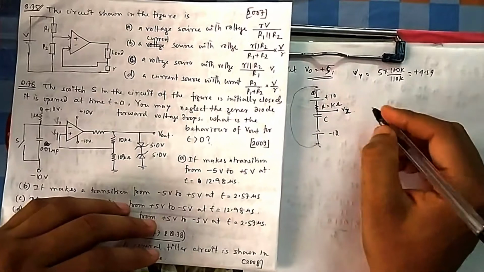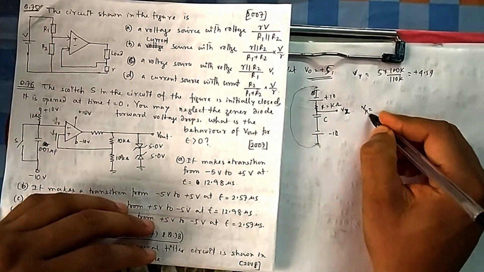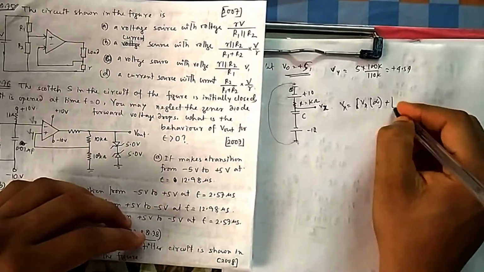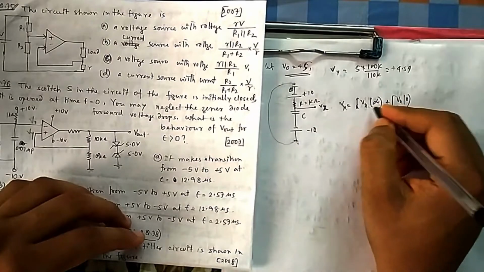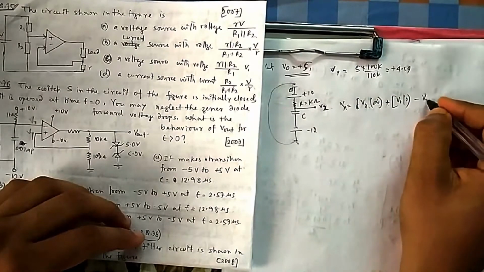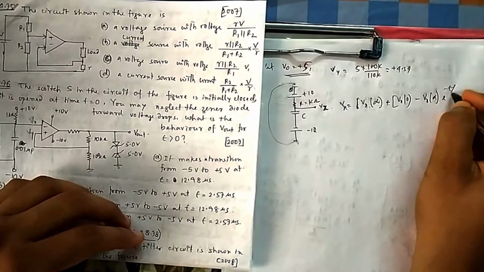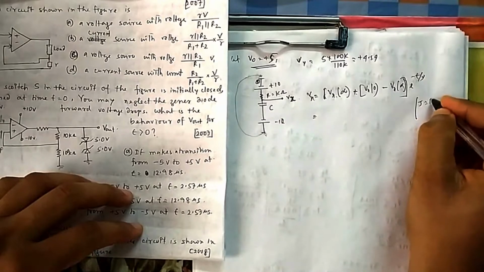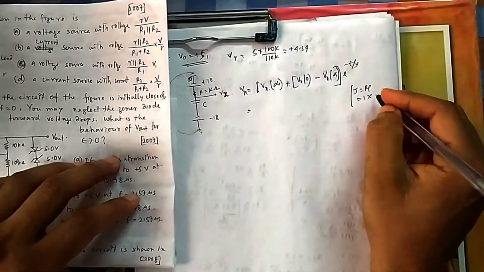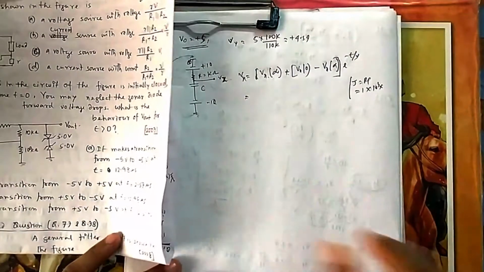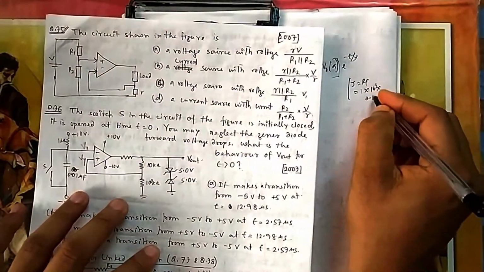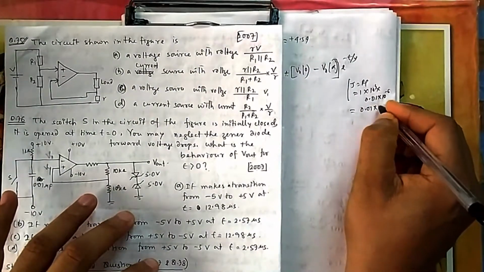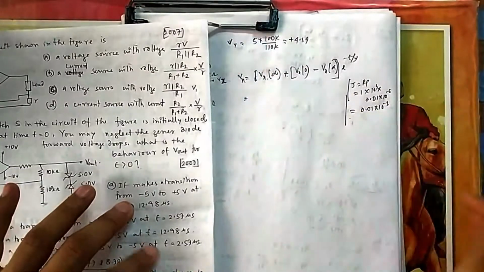So this is a first order RC circuit. So what will be the initial condition? It is the formula: Vx infinity plus initial minus final, e to the power minus t by tau. This was the formula. So let us put it there. What will be tau? Tau equals RC. R is 1 into 10 to the power 3, C is given as 0.01 micro, 0.01 into 10 to the power minus 6, which will be 0.01 into 10 to the power minus 3. This is my tau. Okay.